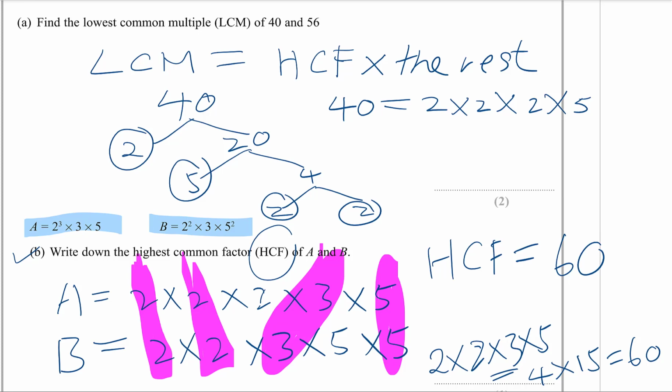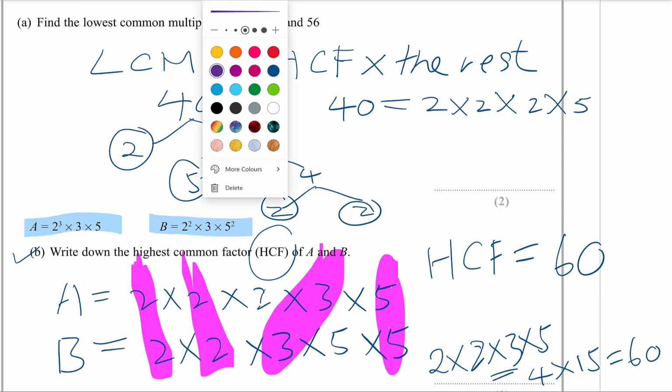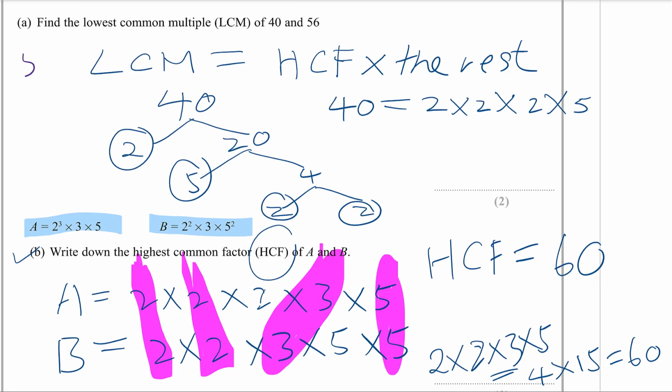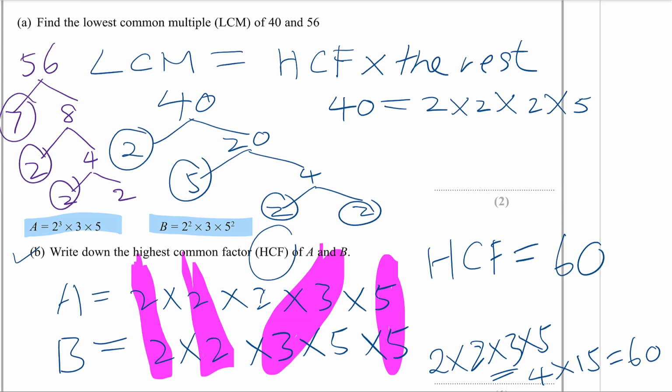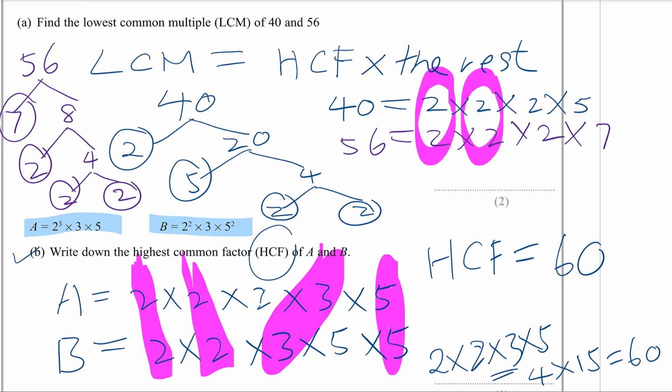Okay, so let's create another tree for 56, and this time I'm going to use a different color pen. Okay, I'm going to do it here, 56, and I'm going to use 7 and 8, 2 and a 4, and a 2 and a 2. So I can write 56 equals to 2 times 2 times 2 times 7. Okay, now look for the common numbers. Here we have 2, 2 and the 2.